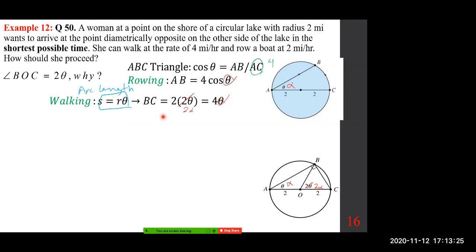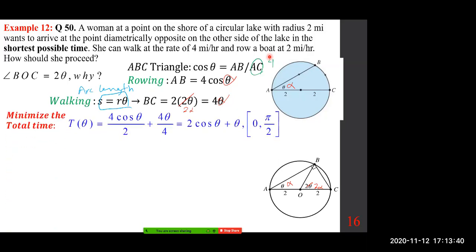So remember, we have the distance divided by the rate gives us the time. For walking, 4 miles per hour. For rowing, 2 miles per hour. So I hope you see that we want to minimize the time. So for walking, we divide by 4. For rowing, we divide by 2. I hope you understand why we are dividing by those. And we get 2 cosine theta plus theta.